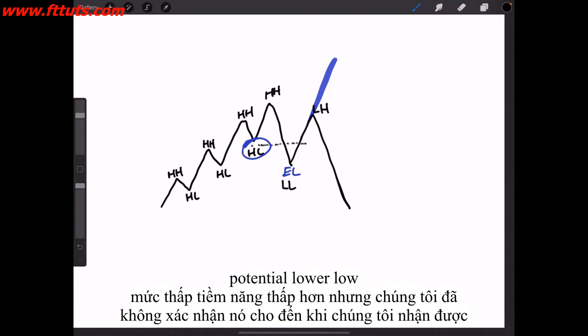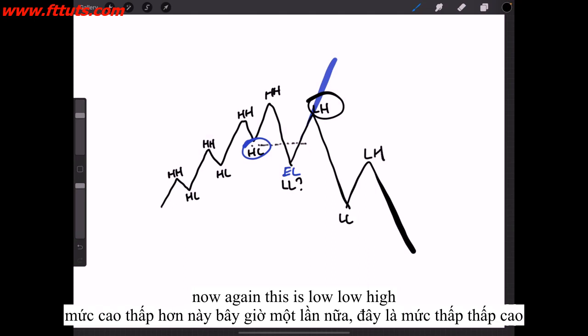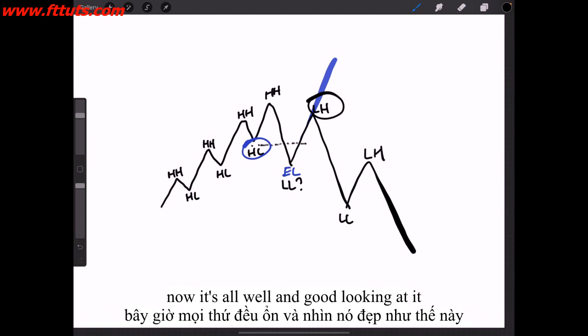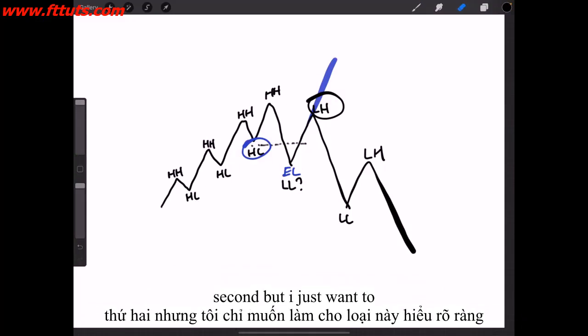This one would have been a potential lower low, but we didn't confirm it until we got this lower high. Now again, this is lower low, lower high. Now, it's all well and good looking at it like this. Price never looks like this on the chart, and we will go into this in just a second, but I just want to make this sort of clear.